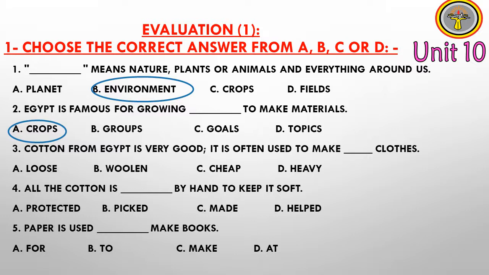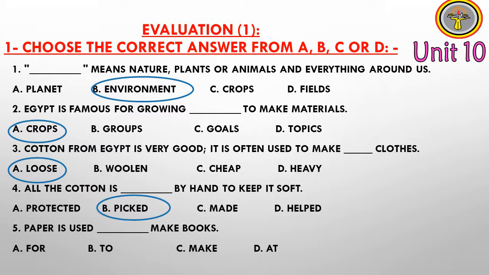Number three, cotton from Egypt is very good. It's often used to make space clothes, loose clothes. Number four, all the cotton is spaced by hand to keep it soft. Of course, all the cotton is picked by hand to keep it soft.